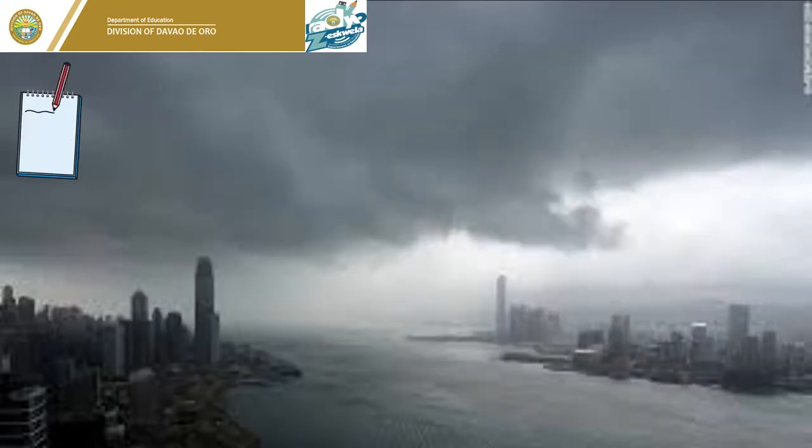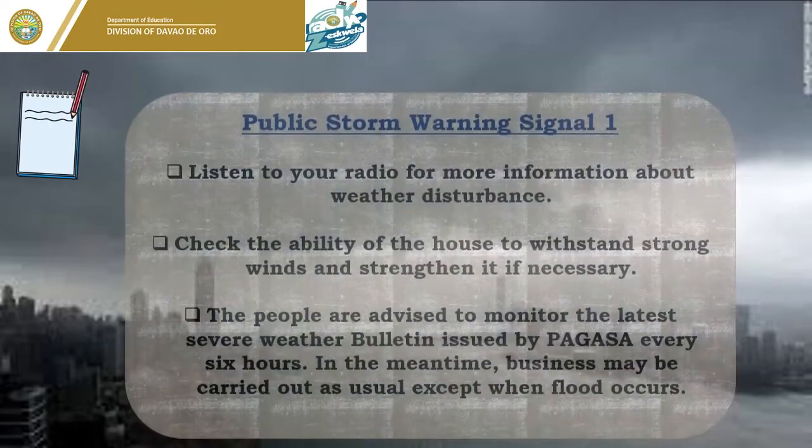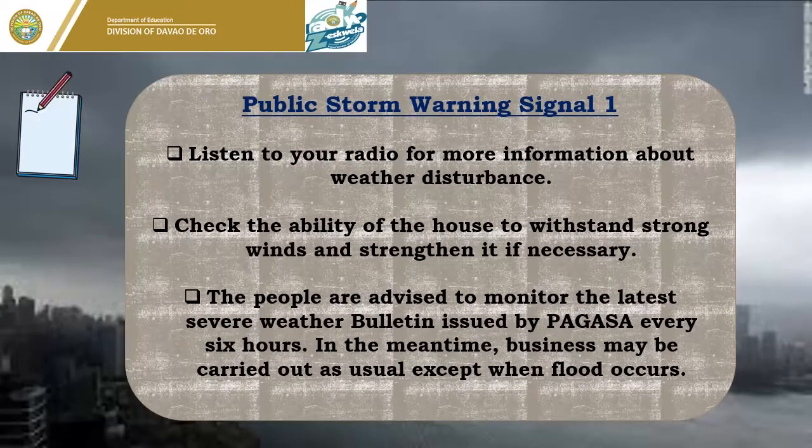But what to do during the typhoon? And when authorities lift a public storm warning signal announcement, here's what to consider when a typhoon occurs. In public storm warning signal number 1, listen to your radio for more information about the weather disturbance. Check the ability of the house to withstand strong winds and strengthen it if necessary. The people are advised to monitor the latest severe weather bulletin issued by PAGASA every 6 hours. In the meantime, business may be carried out as usual except when flooding occurs.